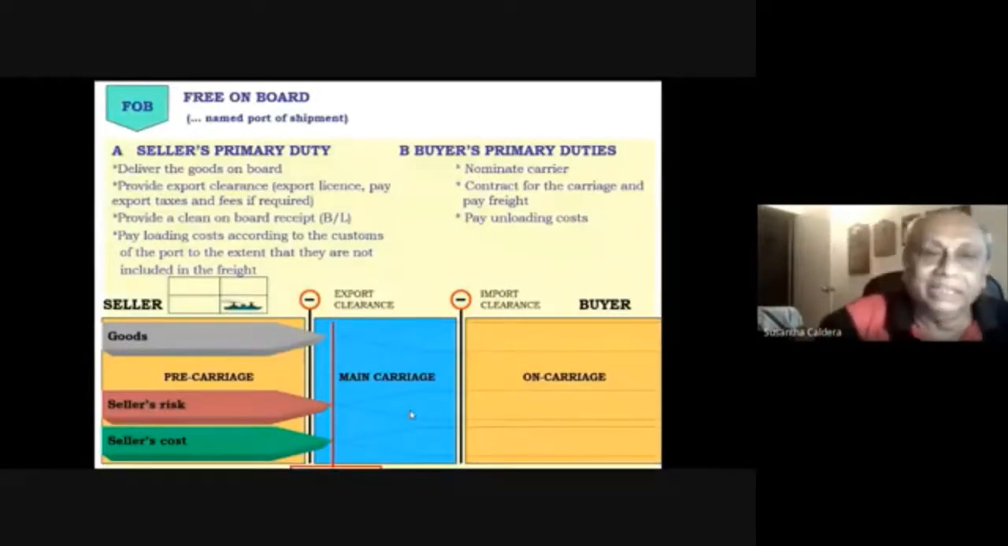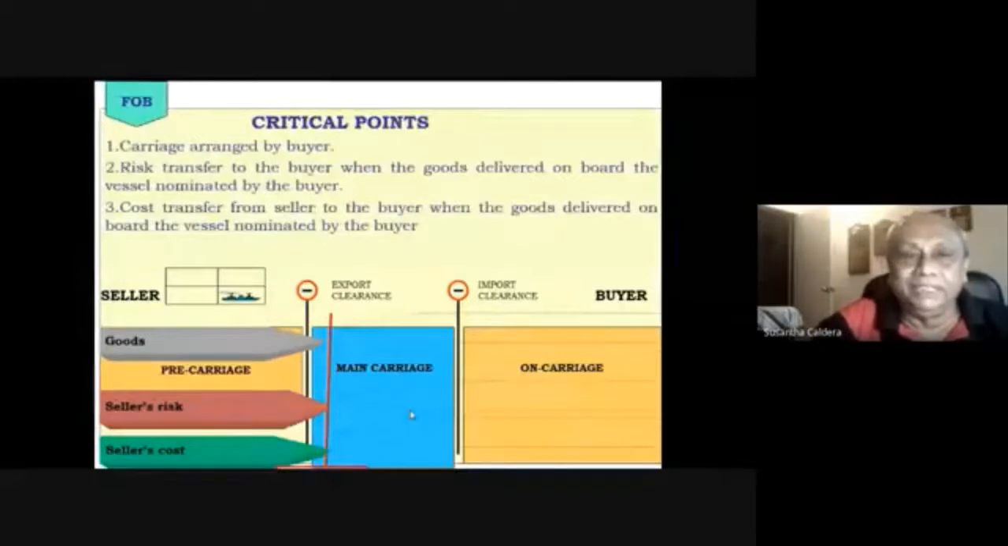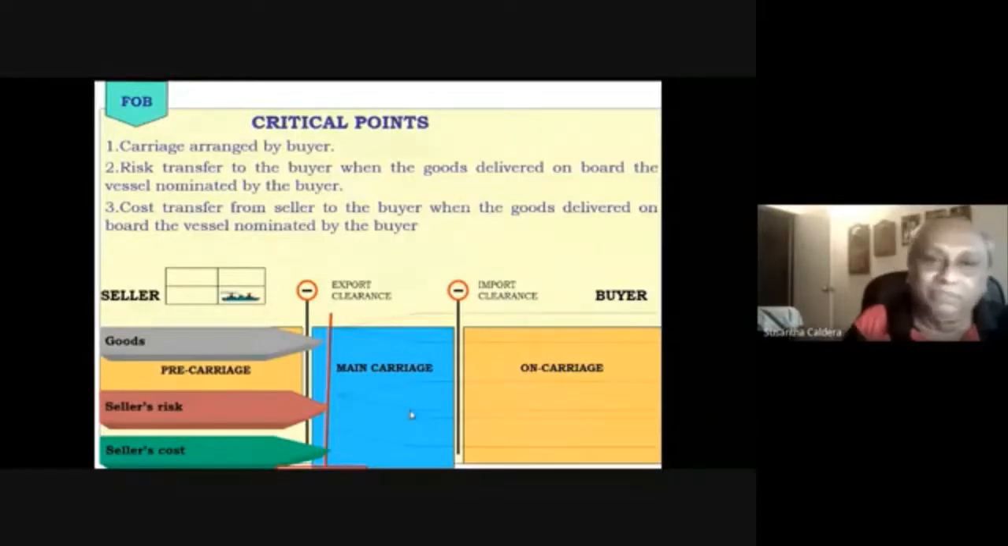Right? Then the critical points in this FOB are: carriage arranged by the buyer, and the risk transfers to the buyer when the goods are delivered on board the vessel nominated by the buyer. Risk is transferred to the buyer when the goods are delivered on board the vessel nominated by the buyer.